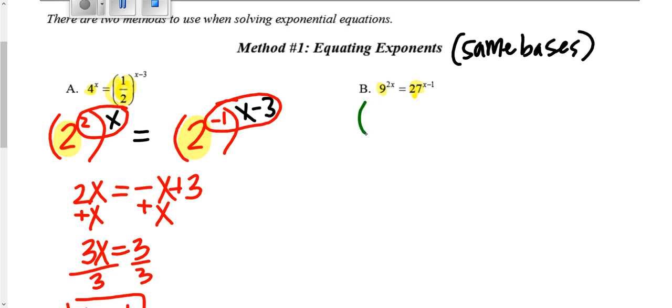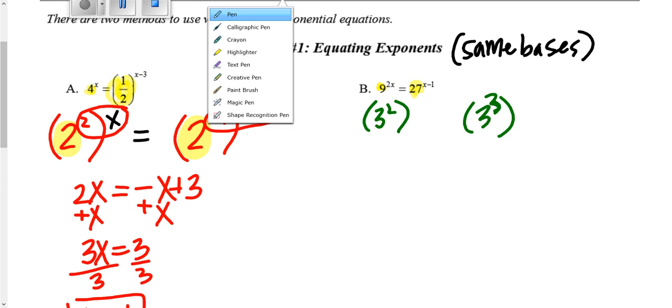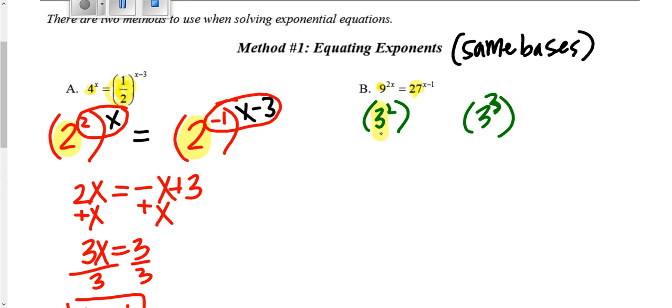9 can be written as 3 to the 3rd power, and 27 can be, oh wait, hold on, sorry. I did that backwards. 9 can be rewritten as 3 squared, and 27 can be rewritten as 3 to the 3rd. So now I've rewritten this so the bases are the same, 3 and 3. And I haven't changed the numbers. 9 is still 3 squared, 27 is still 3 to the 3rd.